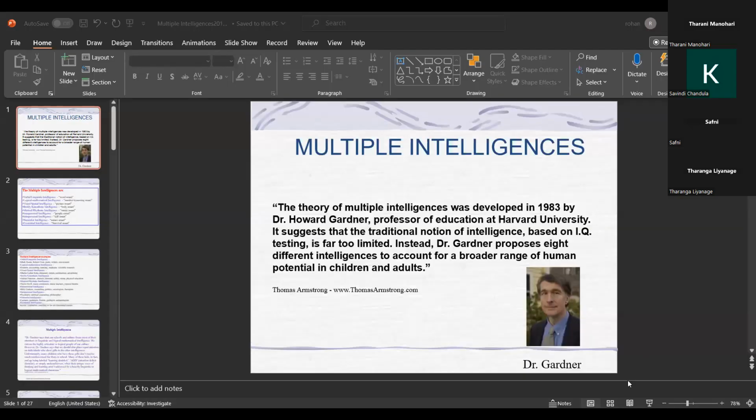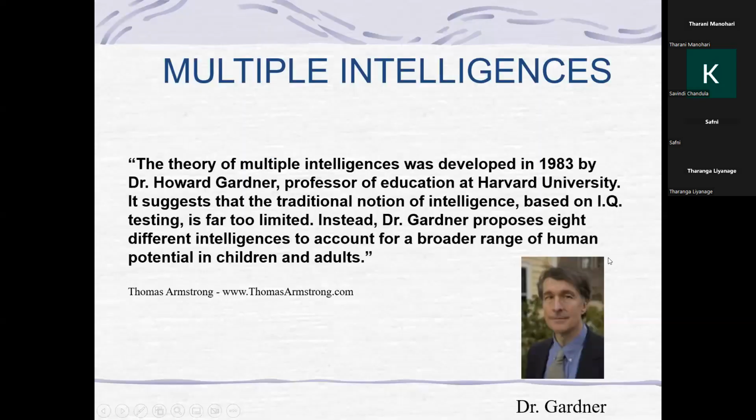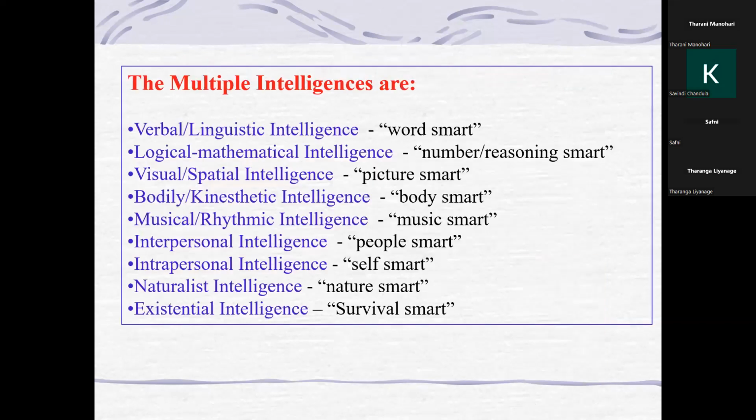And here you see Dr. Gardner, Howard Gardner. The theory of multiple intelligence was developed in 1983. Very recent. Howard Gardner, Professor of Education at Harvard University. All right, let's look at it.